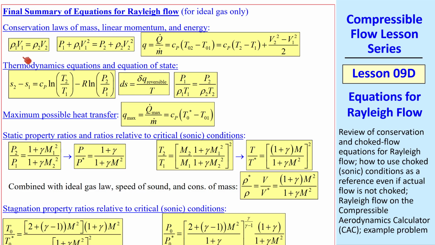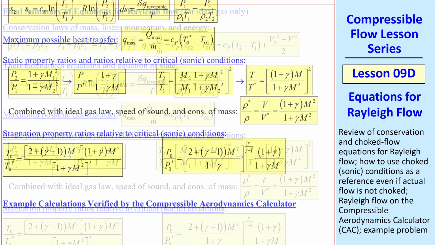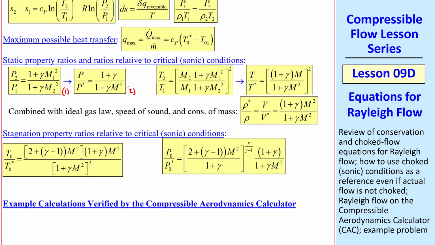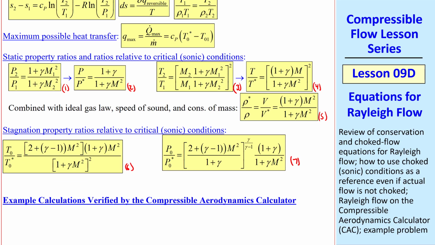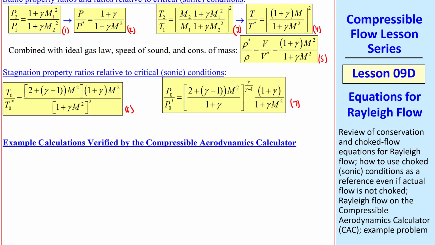Our previous mass, momentum, and energy equations are shown here, along with the thermodynamics and maximum heat transfer equations we started with. The new ones here are equations 1, 2, 3, 4, 5, 6, and 7, according to our above numbering scheme. And since all these equations that involve the critical values involve gamma and M only, as you can see here, these are ideal candidates for the compressible aerodynamics calculator.